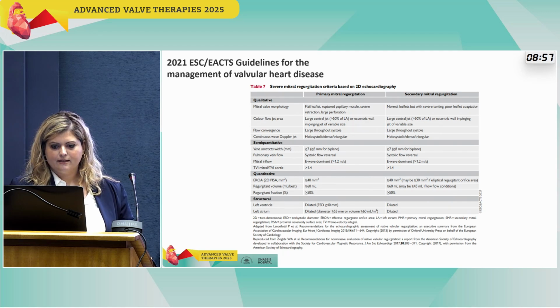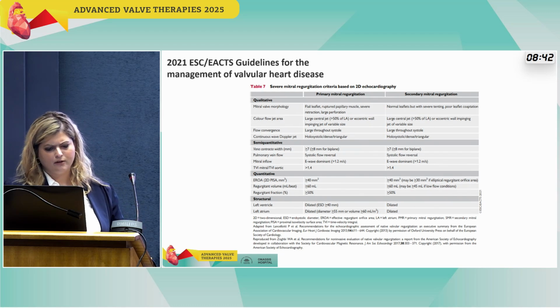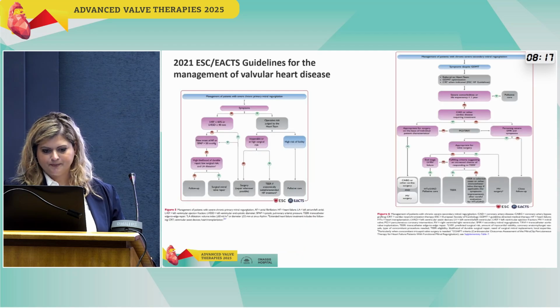Here from the guidelines is how we can quantitatively make the classification of the MR. As you can see, I will mention only a few of these. We need a vena contracta width above 8 millimeters if we are talking about a biplane, an ROA above 0.4, and we have a dilated left ventricle, a dilated left atrium, and a holosystolic jet.